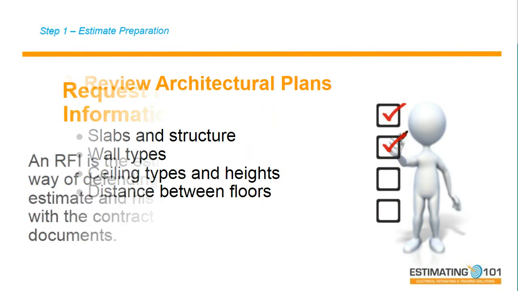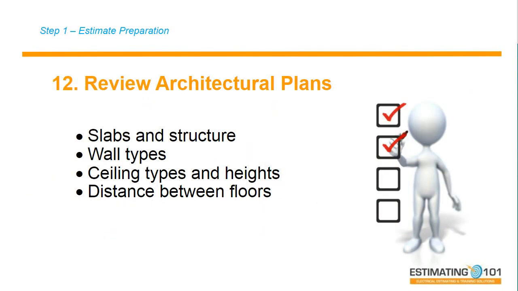The next thing I do is I review the architectural plans. You must know how the building is going to be built. You must understand the slabs, the structure, the wall types, ceiling types, the heights of the ceilings, the distance between the floors. I think I told you I've made every mistake possible you can make.